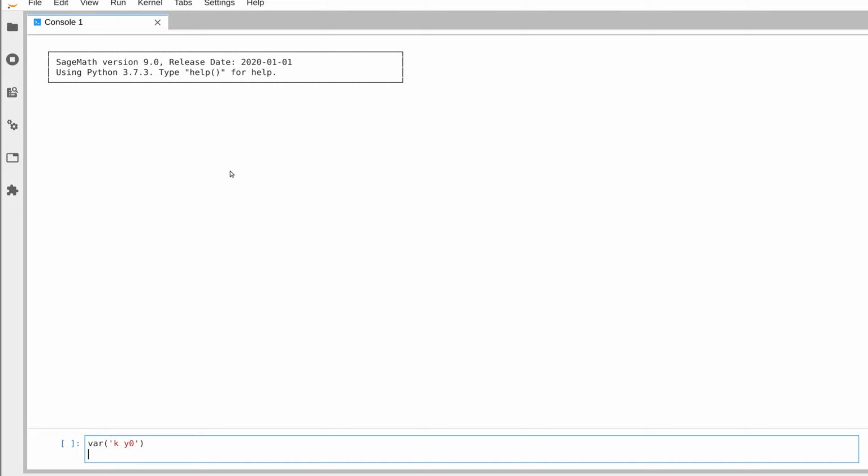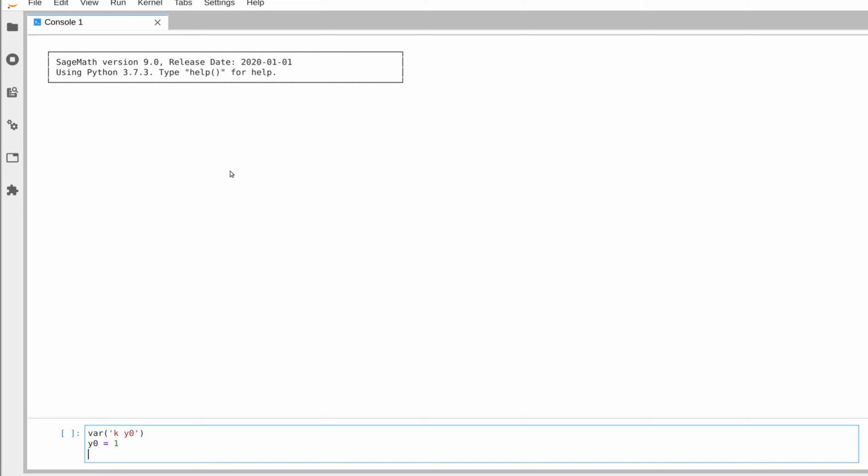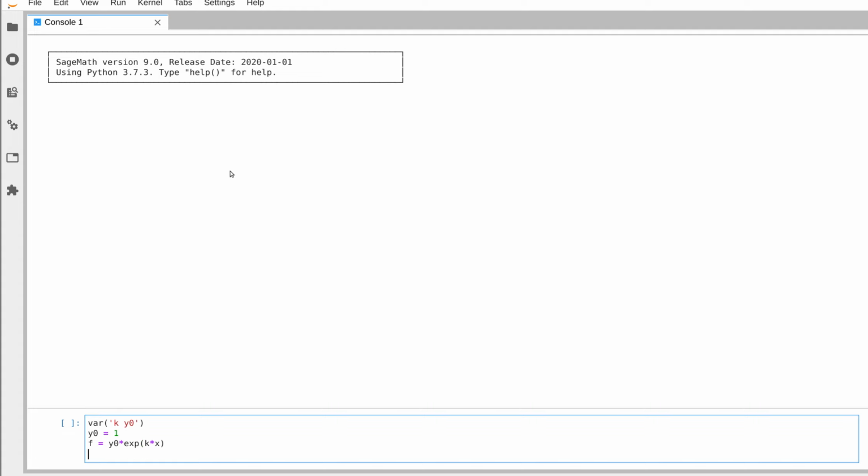We need to define our function. Let's first go through different values of k. All right, so let's say that y naught is equal to 1. So we'll fix that, and then we'll make our function. I'm going to call this function f instead of y, just to avoid confusion with the variables. But f is equal to y naught times the exponential of k times x. That's our general solution, right? And we're going to then let k vary.